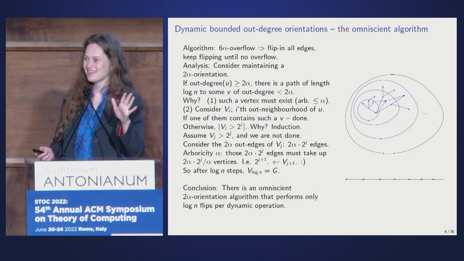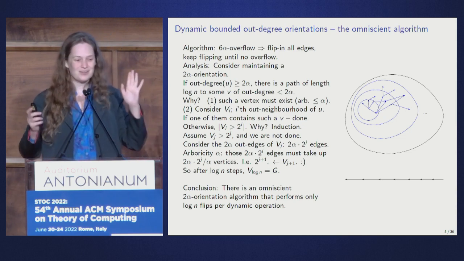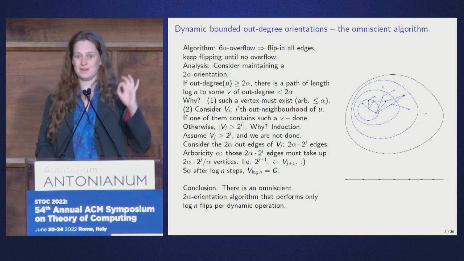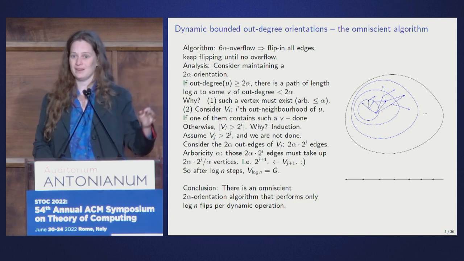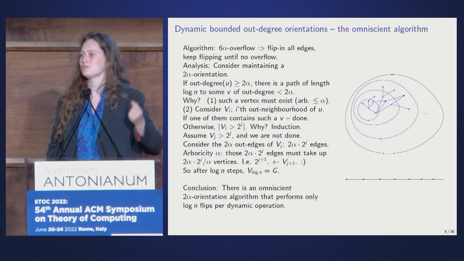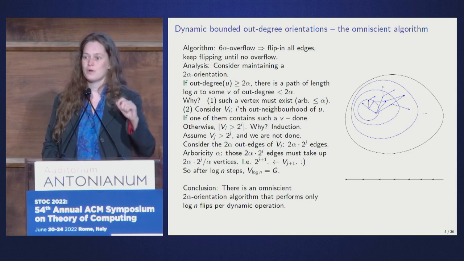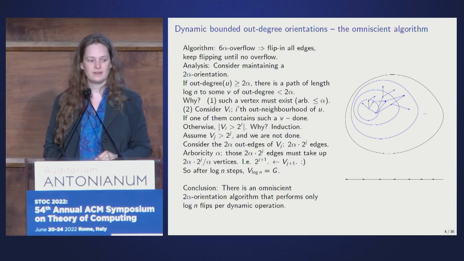I hope this makes sense, right? So this just shows that if we are allowed to spend linear time after each update, then indeed the recourse is low. We can make a 2 alpha orientation where we only change a little bit, only change log n edges after each update.